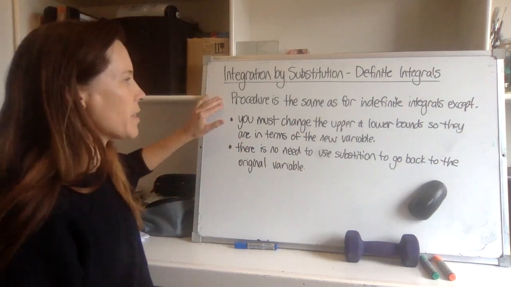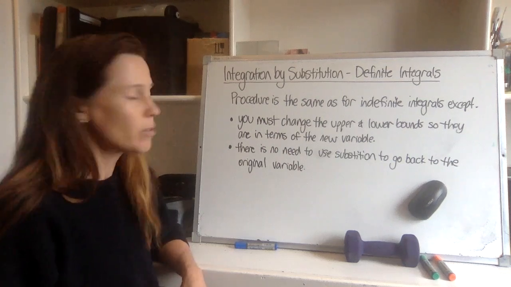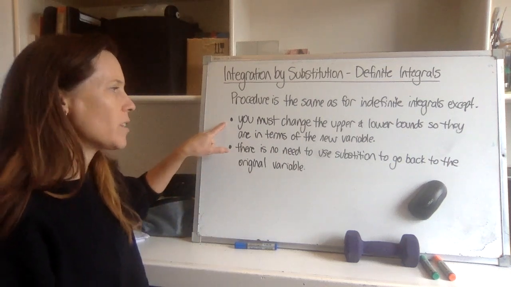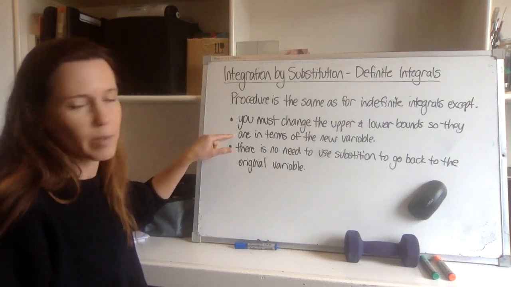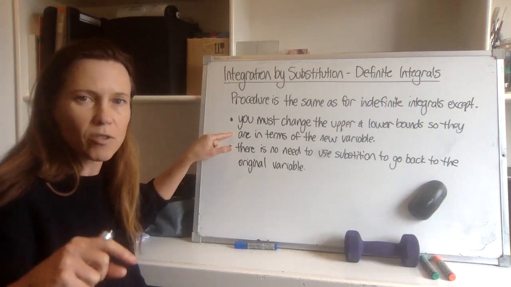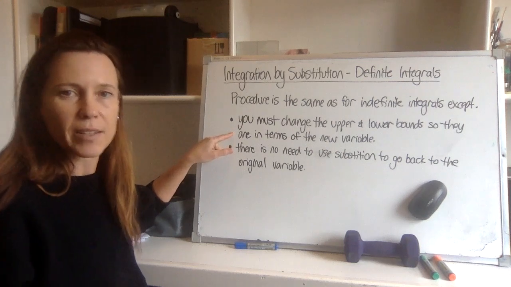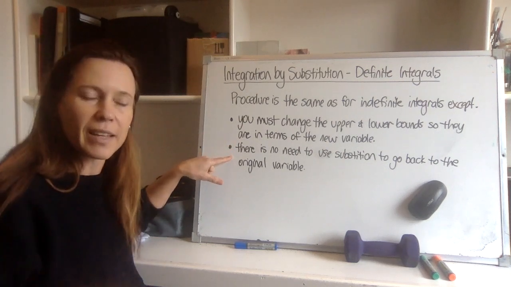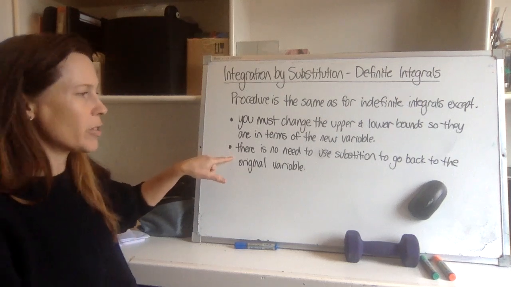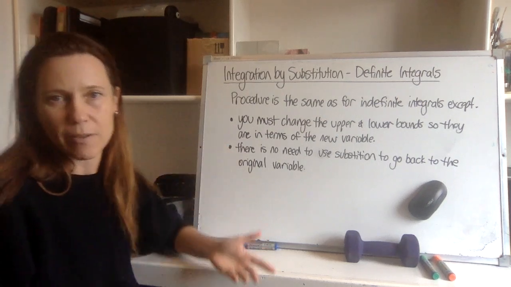Now the procedure is exactly the same as for indefinite integrals, except you have to change the upper and the lower bounds at the start so that they're in terms of your new variable. So that's one extra step to do, and it's easy to forget that, so this is a real red flag. You need to remember to do this. But on the other hand, it's a little bit easier at the end. There's no need to use substitution to ever go back to the original variable.